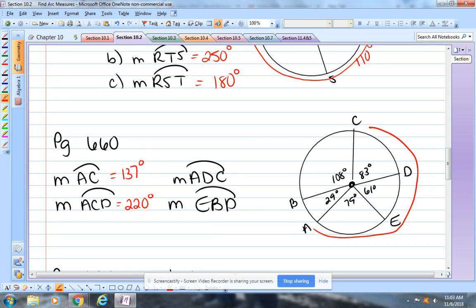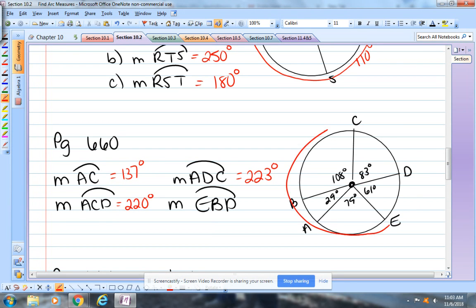Because I know this part is 137, so I could say 360 minus that. Either way, what do you get? 223 degrees. Does that make sense? And then EBD. Oh, this is going to be really easy. What's the best way to do this one? 360 minus 61. And what does that get you? 299 degrees. Very good.